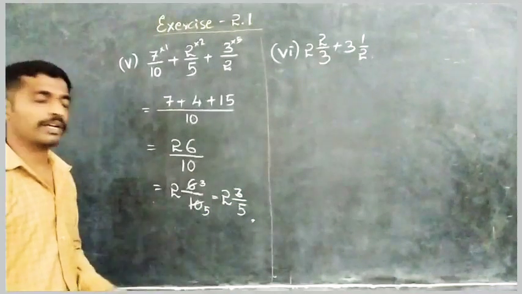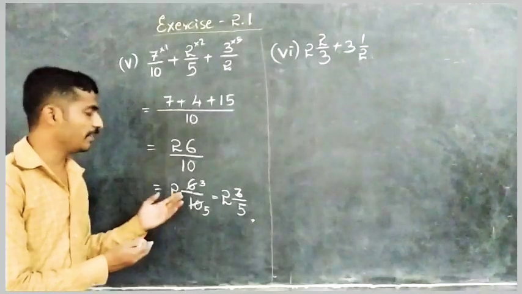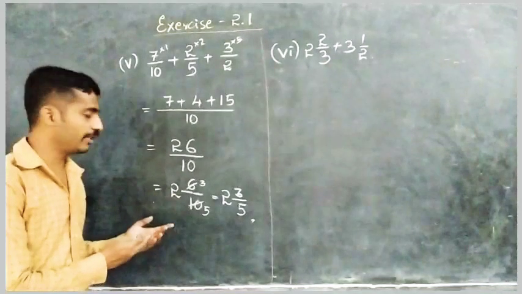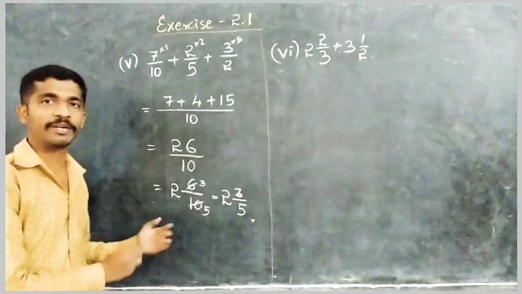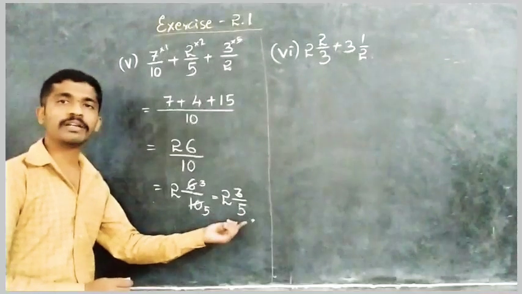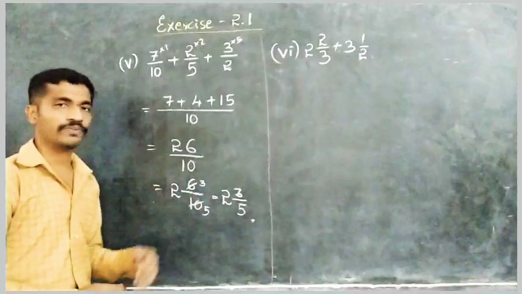Okay, so whenever there is a possibility of dividing numerator and denominator with the same number, then we can proceed and divide them and make them into simpler form. So here we got 2 integer 3 by 5.